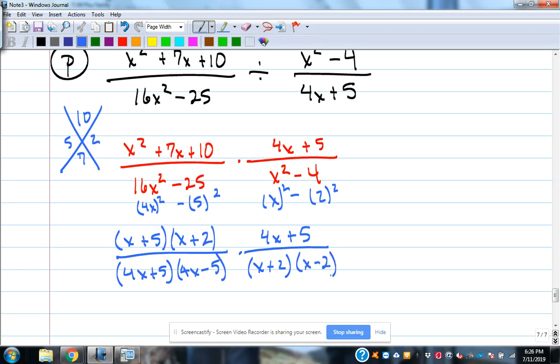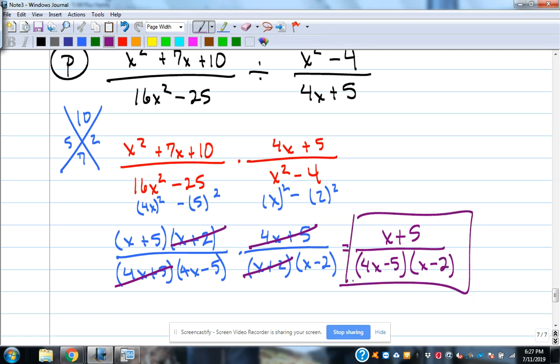And then once you get everything factored, it's cancel out vertically and diagonally. So don't see any verticals, but I do see some diagonals there. I got an x plus 2 and x plus 2. 4x plus 5, 4x plus 5. And that just leaves you on the top, we got x plus 5. On the bottom, we got the 4x minus 5 and the x minus 2. And that's it. So the division problems are just multiplication problems with one extra step.